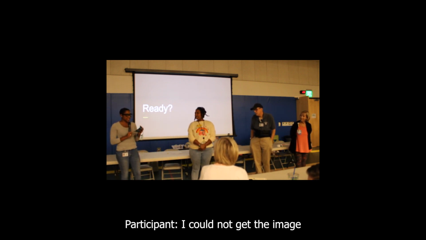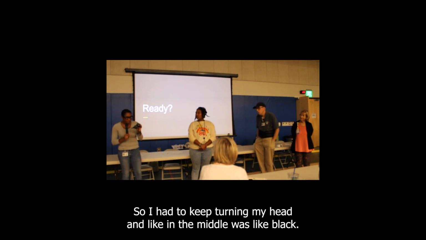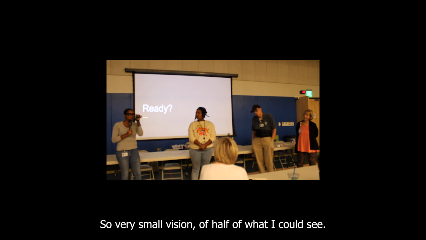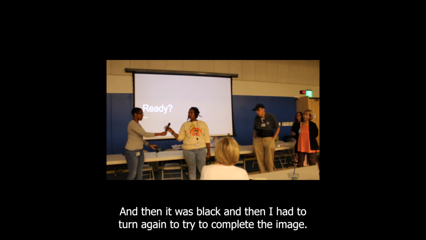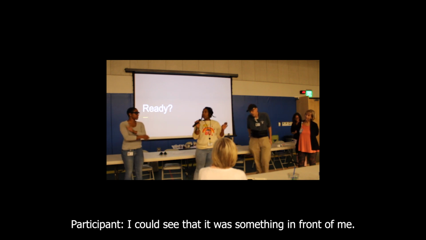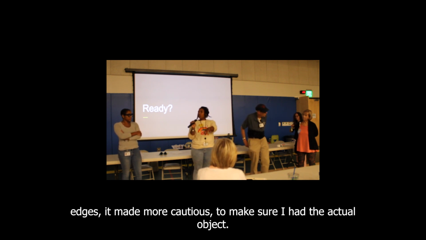I could not get the image and the whole frame. It was very small, so I had to keep turning my head, and in the middle it was black. So it was a very small vision of half of what I could see, and then it was black, and then I had to turn again to try to complete the image. I could see that it was something in front of me. Everything was just blurry, but because the edges didn't have sharp edges, it made me more cautious to make sure I had my actual object.